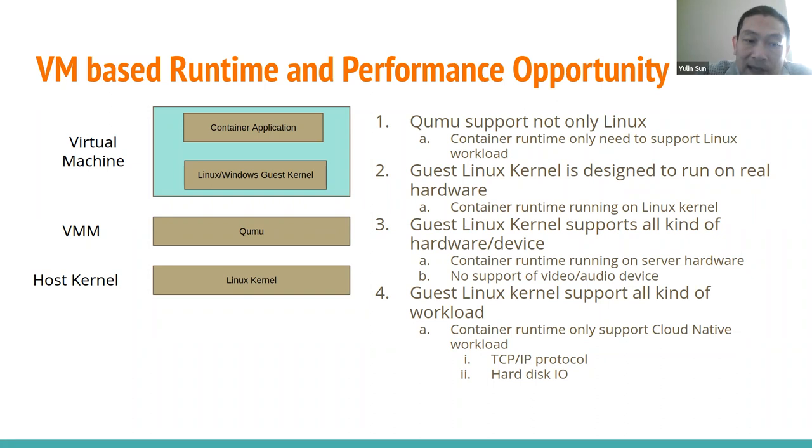Based on this architecture, we can get some performance opportunities. For example, QEMU is a general purpose virtual machine monitor. It supports not only Linux, it can support other OSes. But for our Linux container runtime, we only need to support Linux workloads. So there is an opportunity to optimize QEMU, to get a better VMM and better performance.